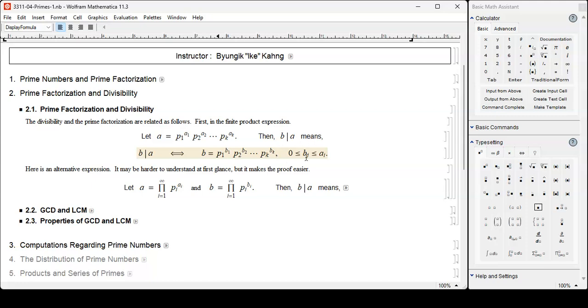And of course, everything has to be greater than or equal to 0. If they're all 0, then B is 1, and that's a factor, yes. And if all the powers equal the ai, then that means another trivial factor, A itself. And then somewhere in between, we have all those other factors.